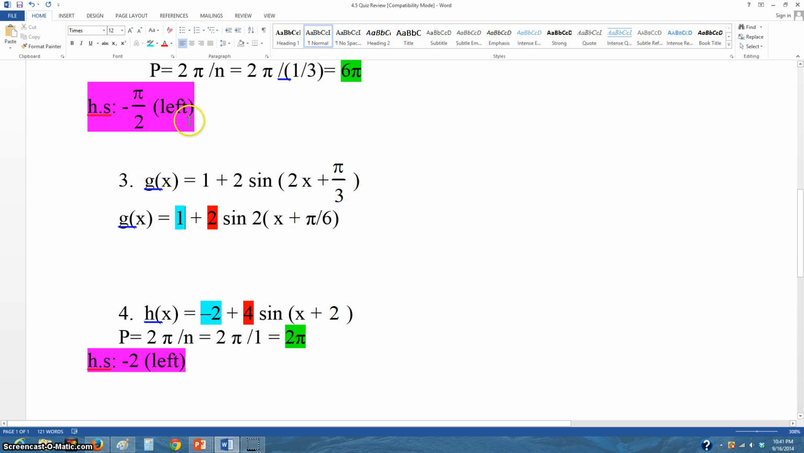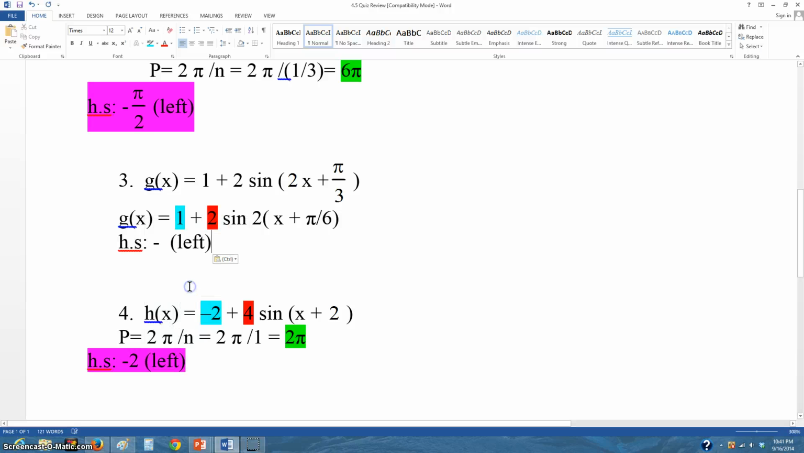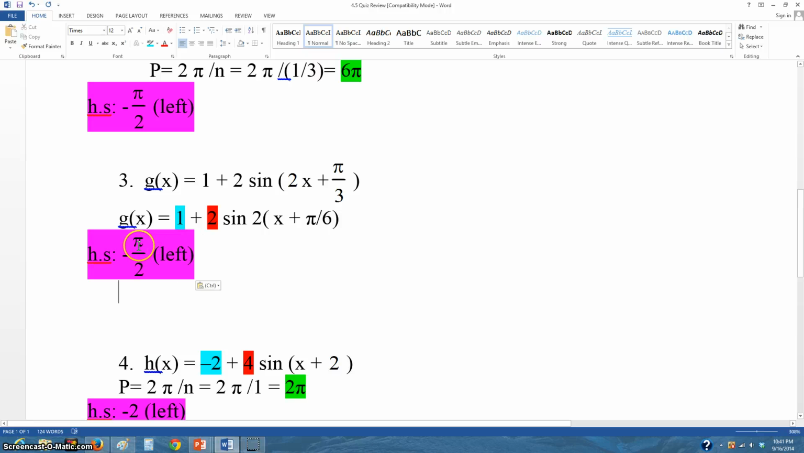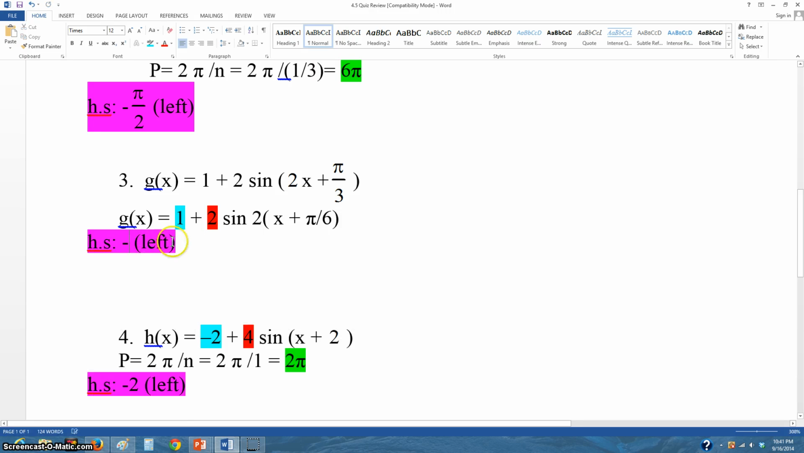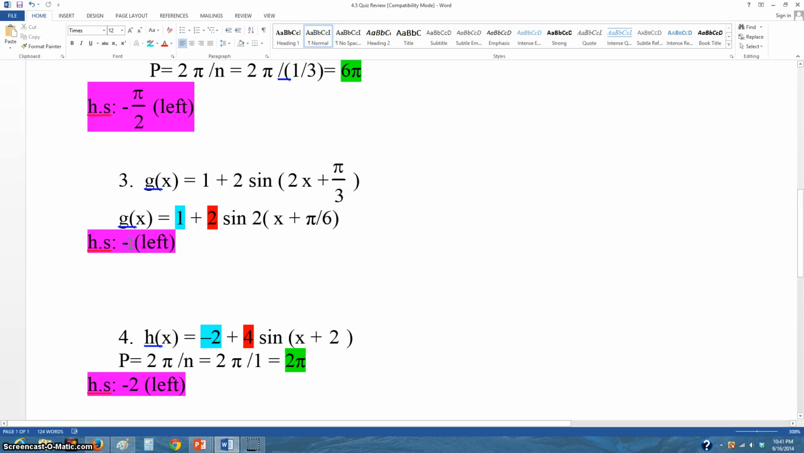After that, I have my horizontal shift, and that is actually moving it the opposite way. So if you look here, this is a positive pi over 6. The opposite of a positive pi over 6 is a negative pi over 6, and that gives us the left direction. And then, of course, we have the period that's left.